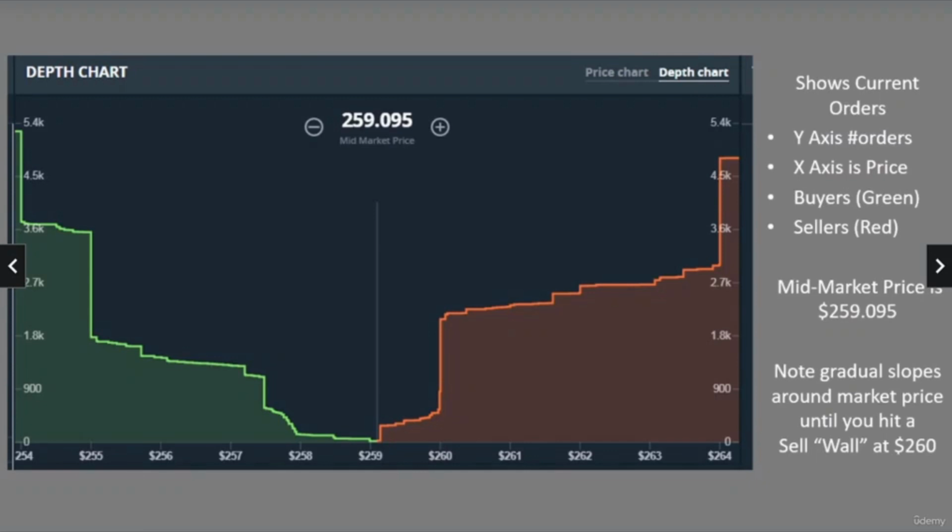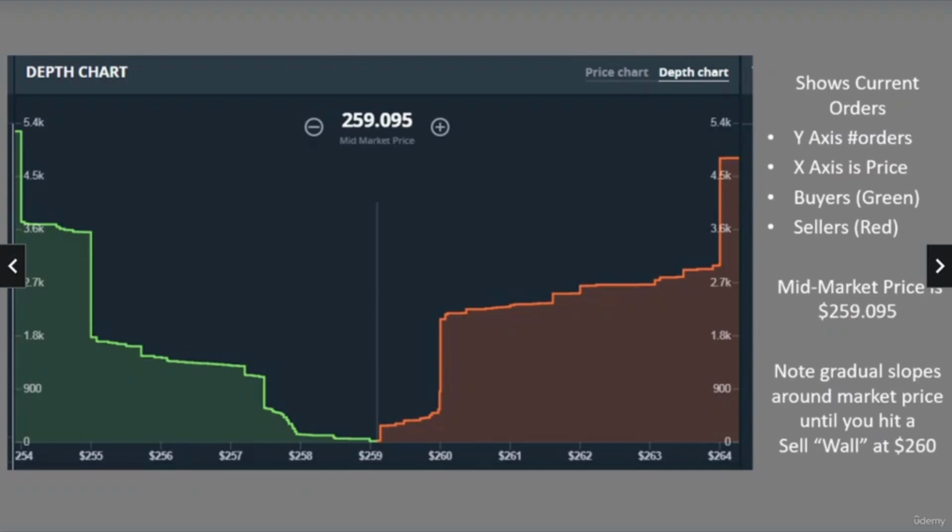And so you can see if, let's say, prices are rising, you'll see that mid-market price go up, and if they're falling, you'll see that mid-market price go down. But the shape of the canyon, so to speak, continually changes as well. And then note that you see, and this is very common, some gradual slopes around the market price, because people are starting to really come together.